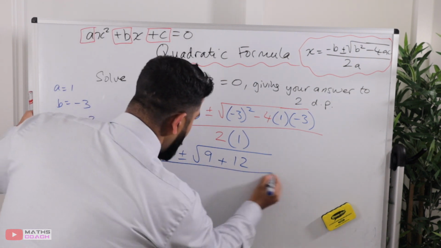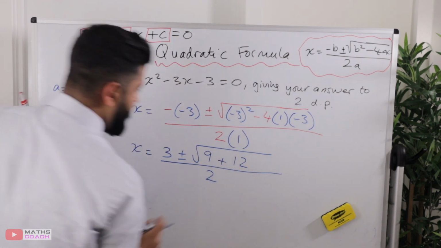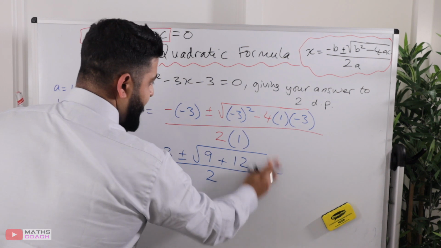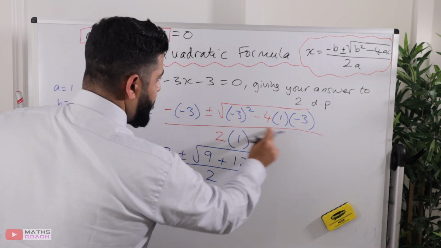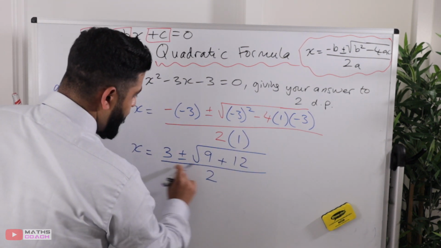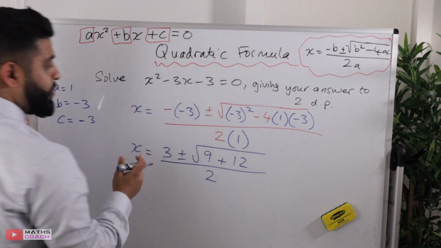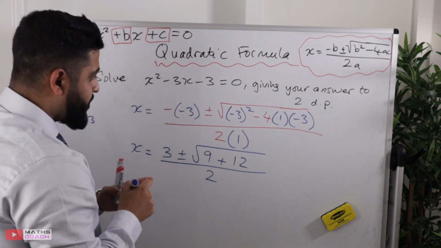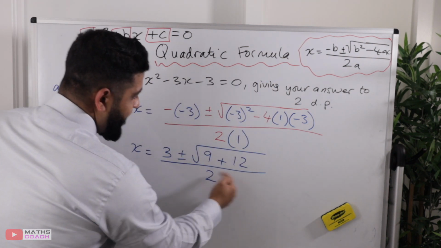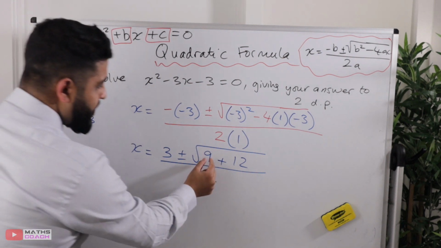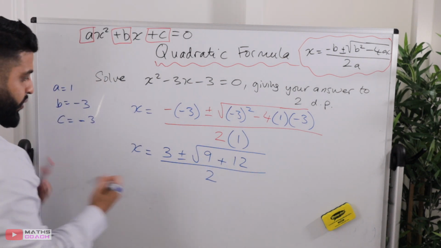And it's going to be all over 2 times 1, which is just 2. Don't forget that this division of all over 2a is of the entire numerator, the number at the top. Students sometimes just divide this by 2. Next, we are going to add the 9 and the 12 together.